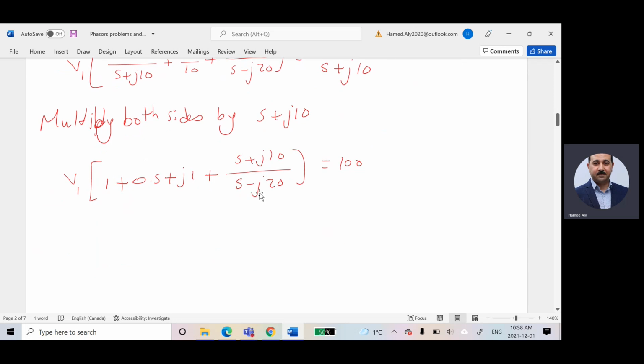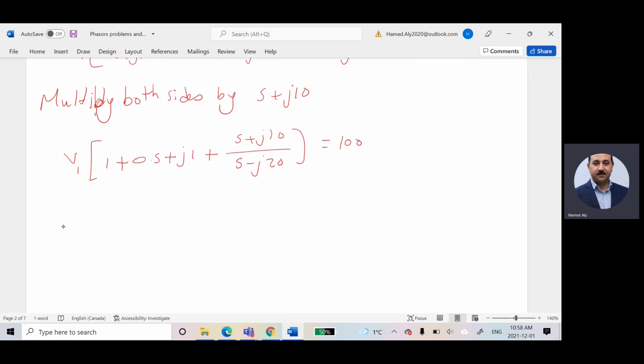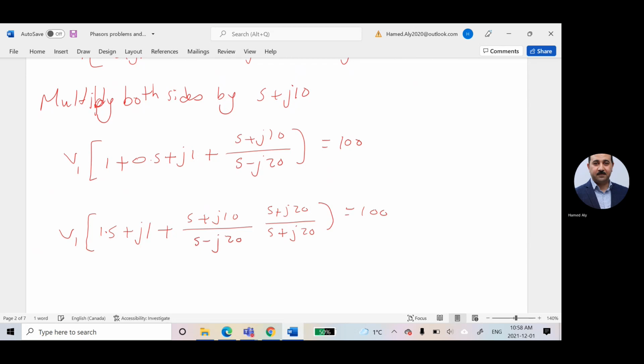What I have only is this term. I can multiply both numerator and denominator by the conjugate of 5 minus J20. If you do that, you will write V1 times (1.5 plus J1 plus (5 plus J10) over (5 minus J20) multiplied by (5 plus J20) over (5 plus J20)). This guy is equal to 100. Is there any mistake? Are you seeing anything? Any question?